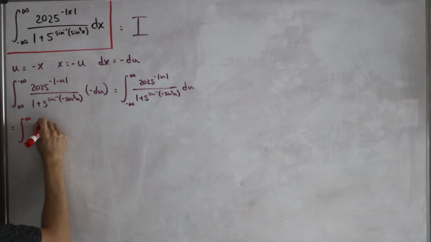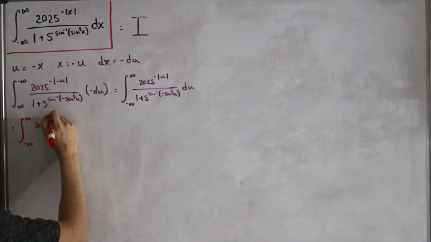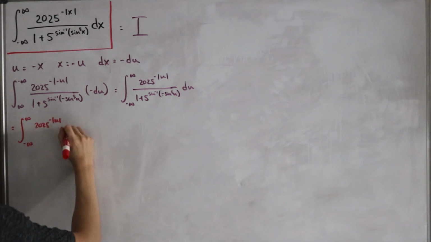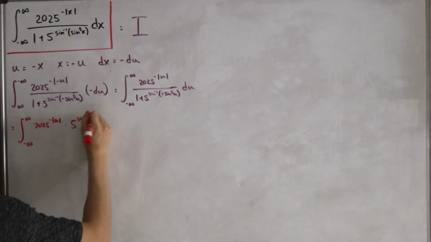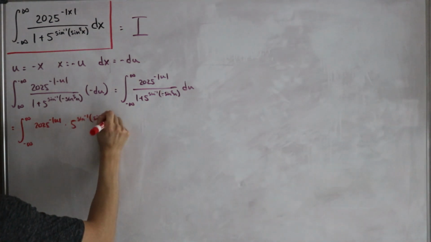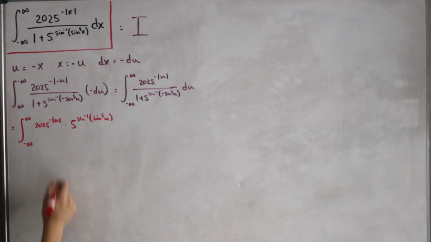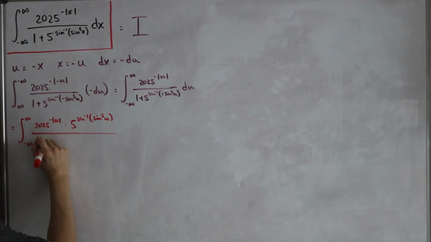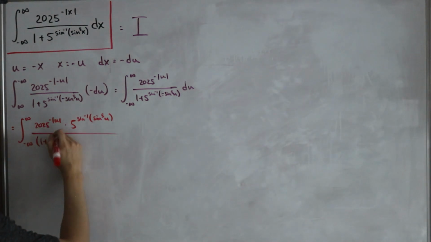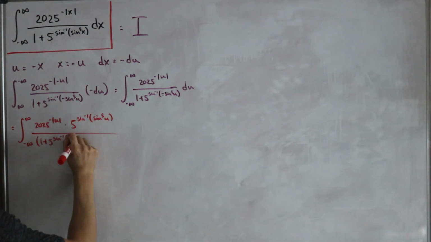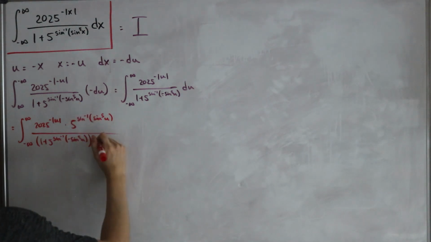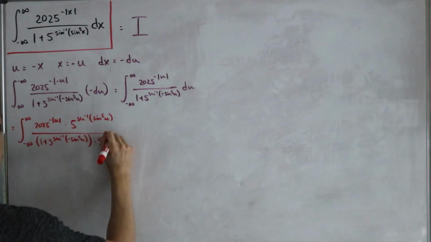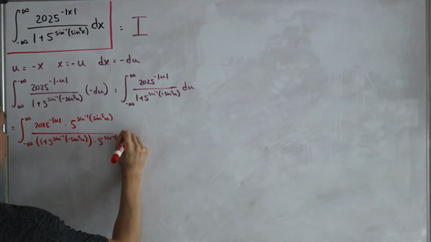So let's see, 2025 to the negative absolute value of u, multiply this by 5 to the power inverse sine of sine to the fifth u, so excluding the negative, that's what I meant to say from before. And then all this being divided by 1 plus 5 to the inverse sine of negative sine to the fifth of u, then multiply that with the same thing over here, 5 to the inverse sine of sine to the 5th of u.